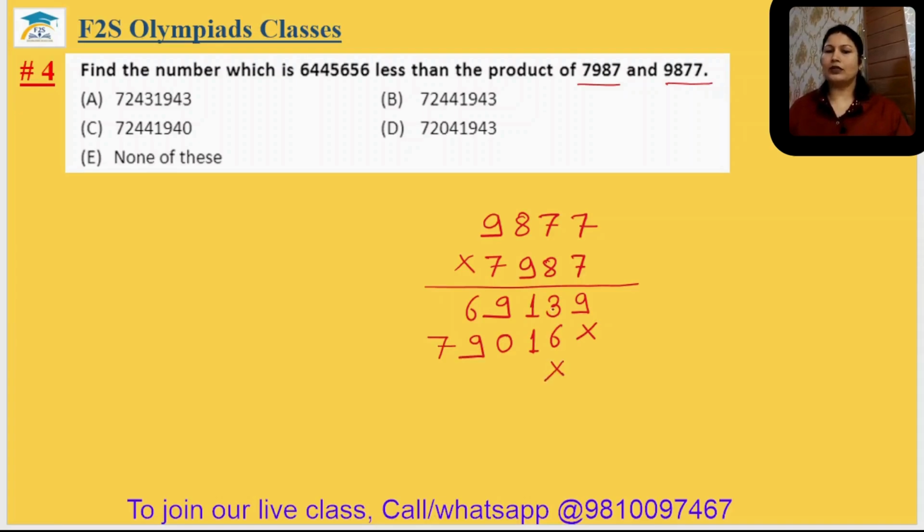Now multiply with the hundreds place digit. 9 sevens are 63, carry 6. 9 sevens are 63 plus 6, 69. Carry 6. 9 eights are 72, 72 plus 6, 78. Carry 7. 9 nines are 81. 81 plus 7, 88.